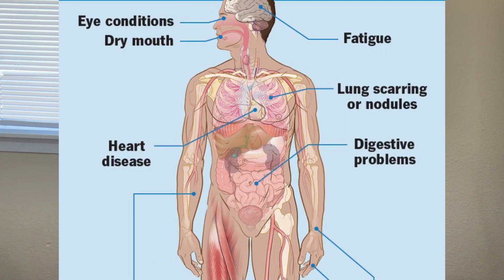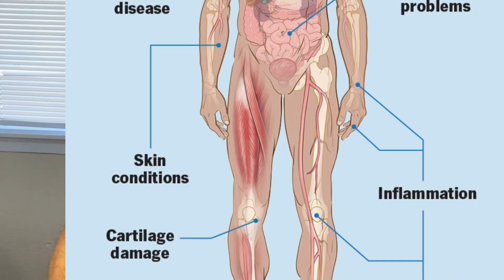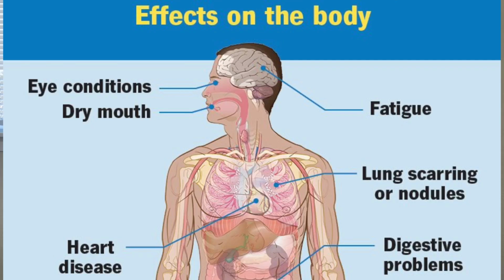It attacks the joints, and as well, it doesn't end there. It also attacks several other areas of the body: the heart, the eyes, the skin, and several other areas listed here. That's why the autoimmune disease of rheumatoid arthritis is not something that you see from the surface. It goes deeper than what we see outside.